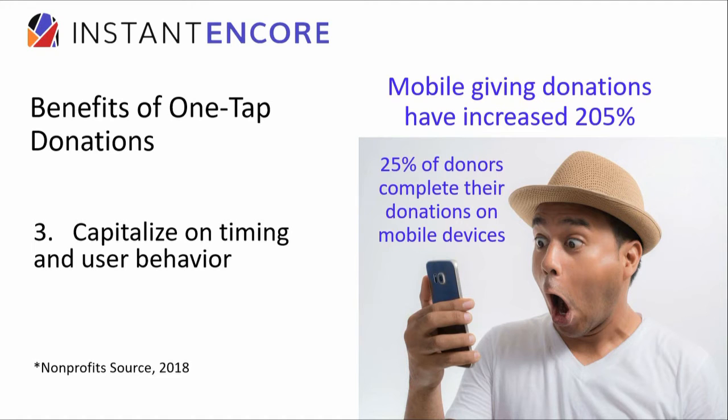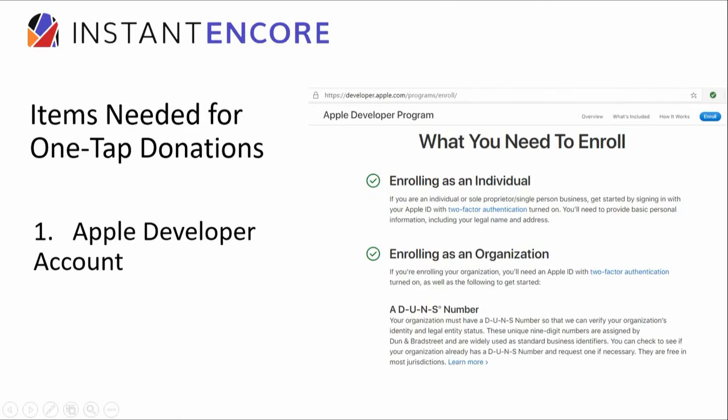Now let's go over what you'll need to implement one-tap donations. First, you will need 2 developer accounts, an Apple developer account and a Google developer account. For the Apple developer account, there is an annual fee of $99. However, nonprofits in Australia, Brazil, Canada, China mainland, France, Germany, Israel, Italy, Japan, Mexico, South Korea, the UK, and the United States are able to get the fee waived.